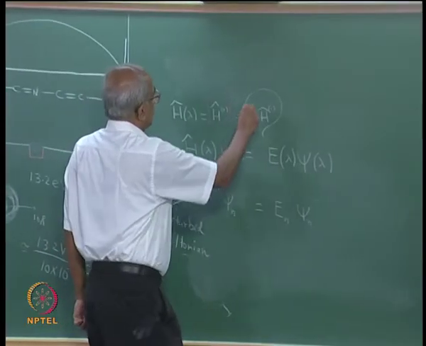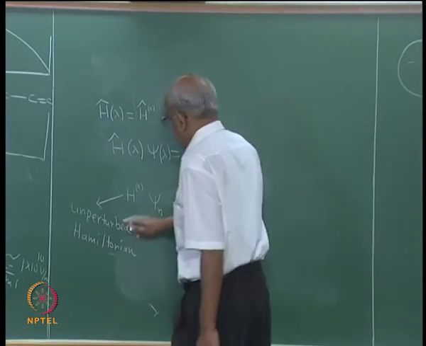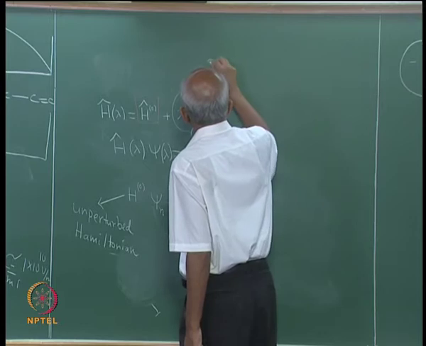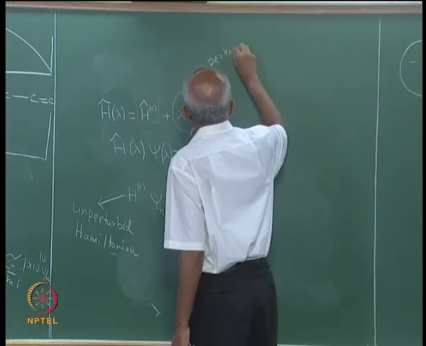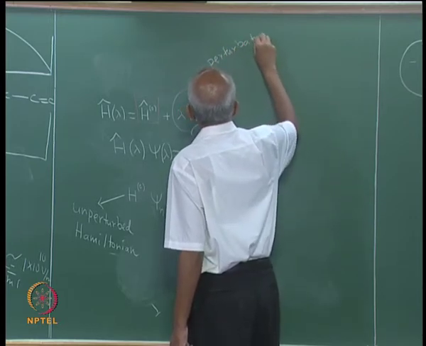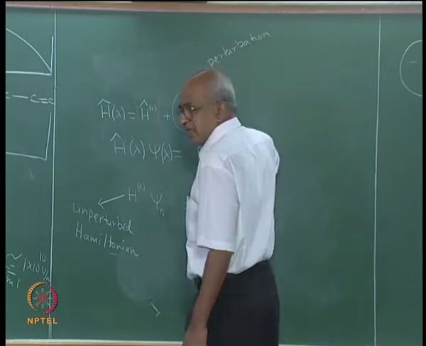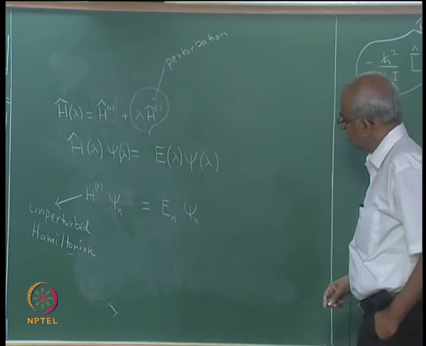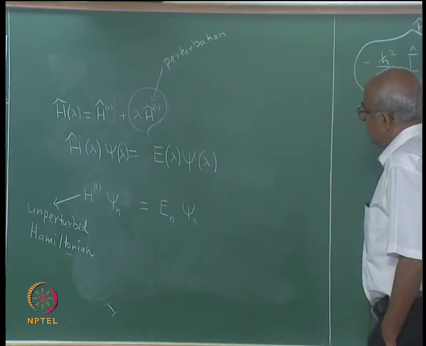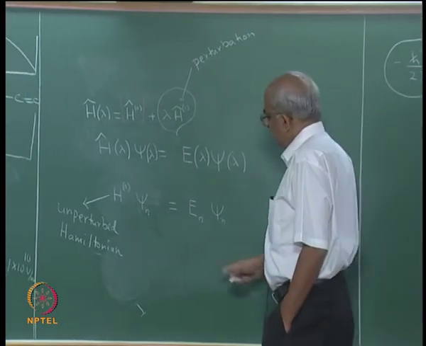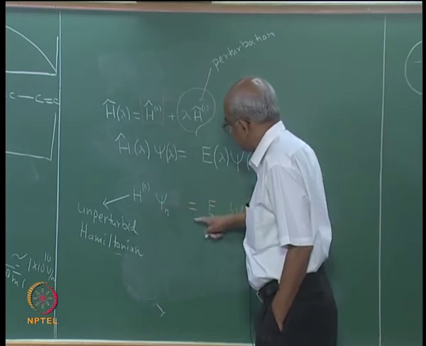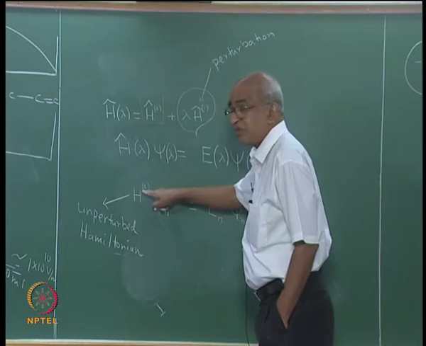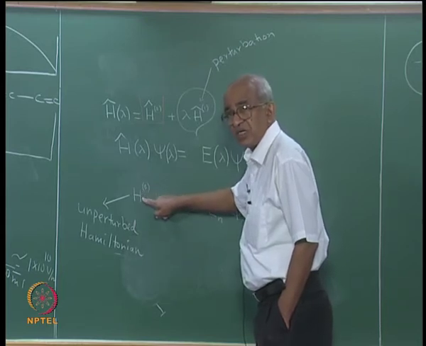And this H0 is referred to as the unperturbed Hamiltonian, while this one is referred to as the perturbation. This whole thing is my perturbation, that is how I disturb my system. And when you look at this equation, you see the psi n's here are eigenfunctions of H0, the unperturbed Hamiltonian.